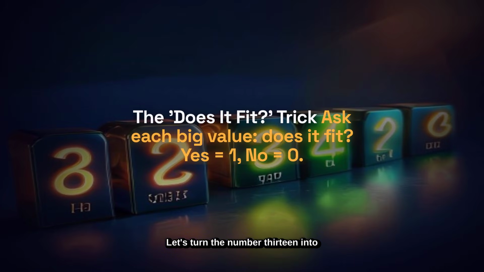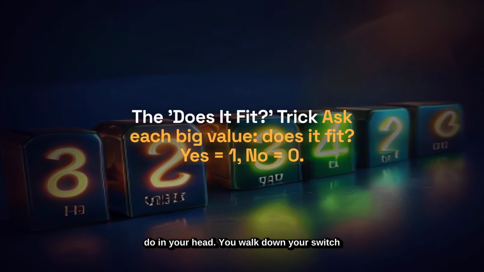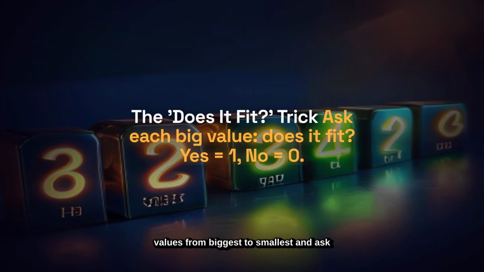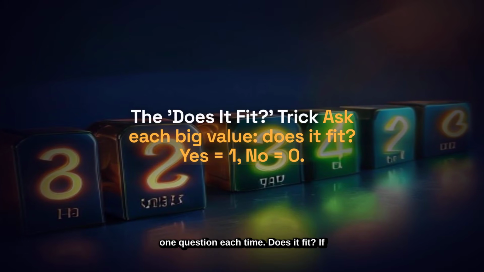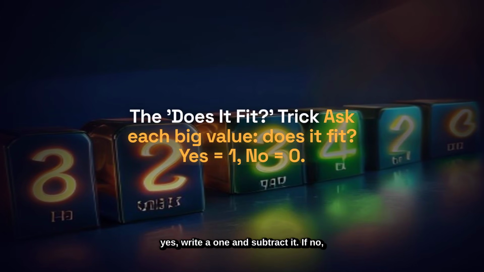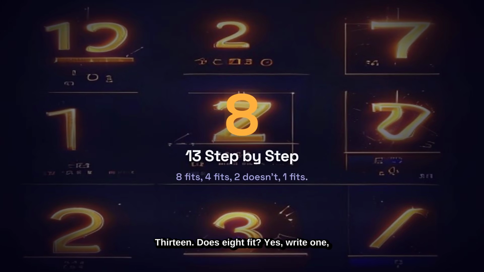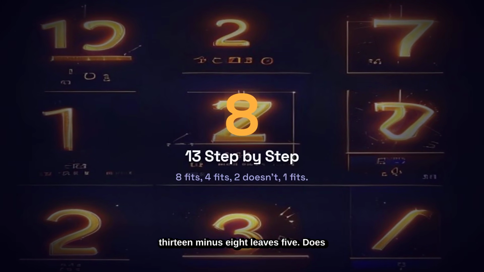Let's turn the number 13 into binary, and I'll show you a trick you can do in your head. You walk down your switch values from biggest to smallest and ask one question each time. Does it fit? If yes, write a 1 and subtract it. If no, write a 0 and move on. That's it. 13, does 8 fit? Yes, write 1, 13 minus 8 leaves 5.